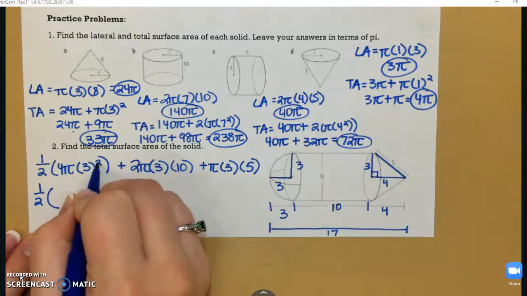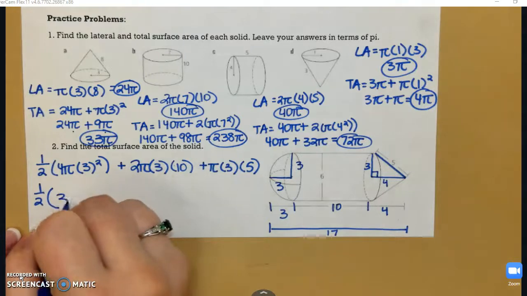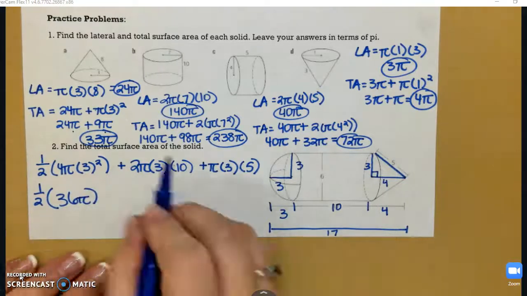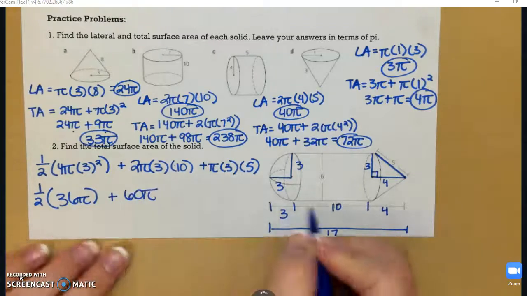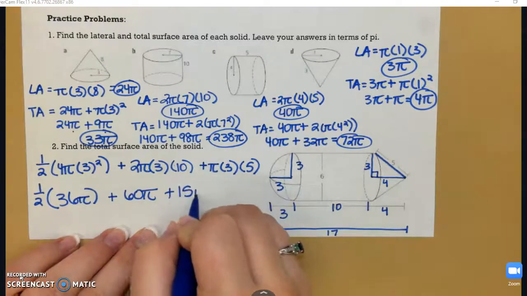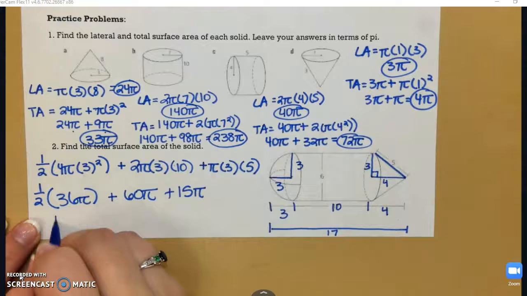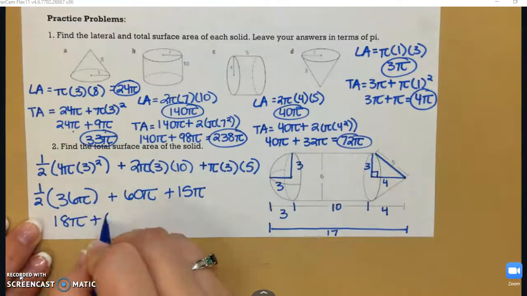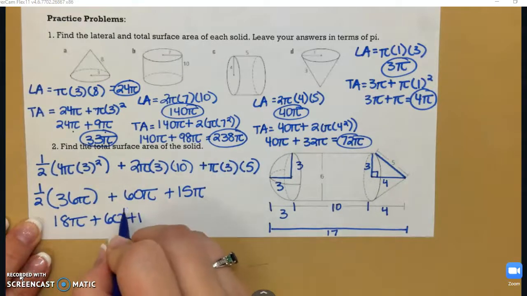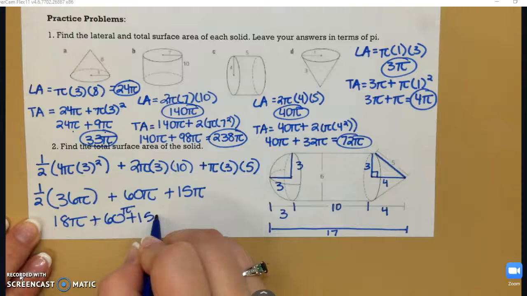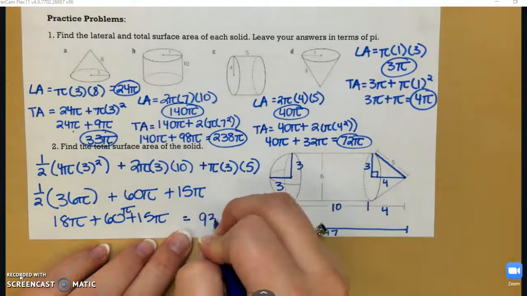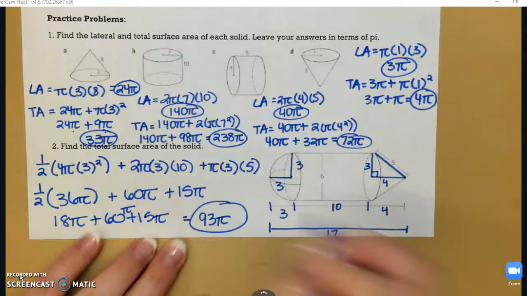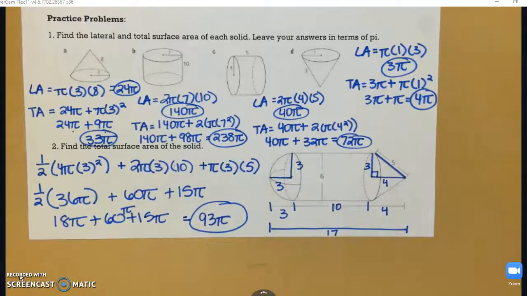So 1/2, 3 squared is 9, times 4 gives me 36 pi. 2 times 3 times 10 gives me 60 pi. 15 pi. And so that 1/2, we got 18 pi plus 60 pi plus 15 pi. And so our surface area of this solid is going to be 93 pi. And that wraps up our 12.3 notes.